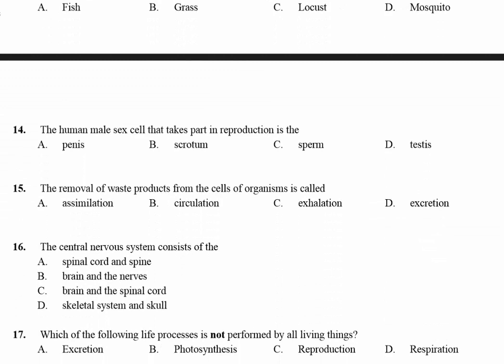Question 14. The human male sex cell that takes part in reproduction is the sperm. That is C. 15. The removal of waste products from the cells of organisms is called, the answer is D, excretion. 16. The central nervous system consists of, the answer is C, the brain and the spinal cord.